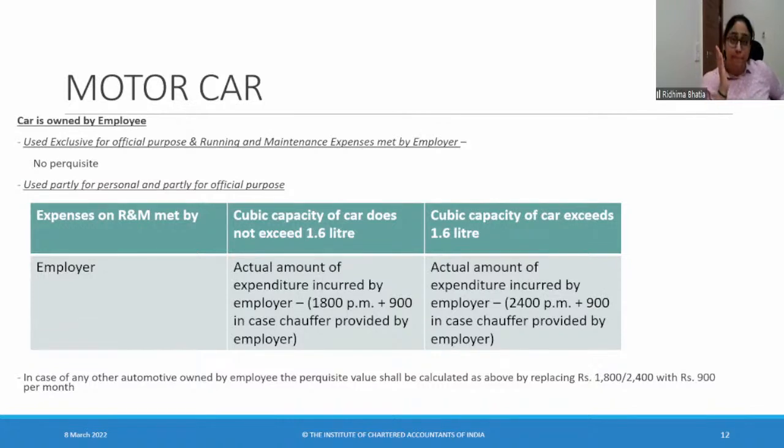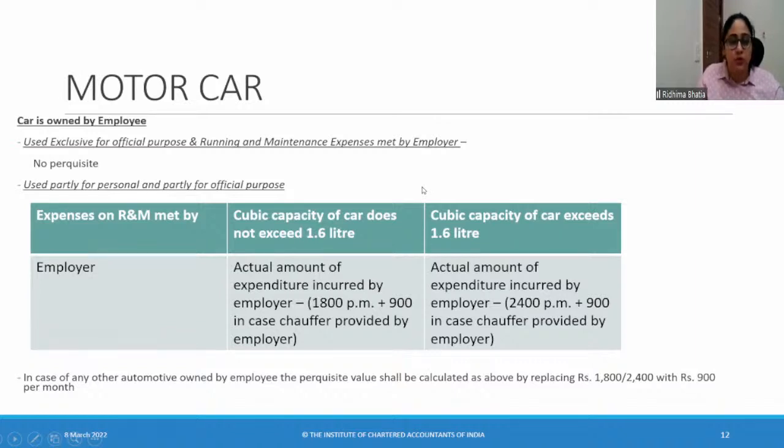Car owned by employee, running and maintenance is borne by employer, but for personal and official purposes both. Then in that case, what will happen? Amount which is actually incurred by employer on running and maintenance would be taxable perquisite, reduced to an extent of 1800 per month or 2400 per month as the case may be. And if chauffeur is also there in actual expenditure included, then 900 per month chauffeur ka bhi reduction milega.